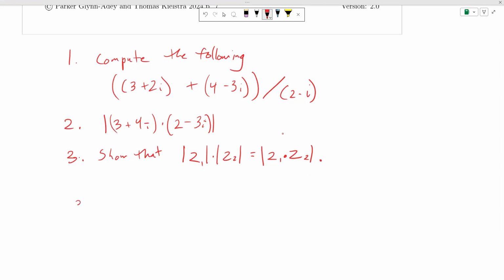Finally, show that 1 divided by the modulus of Z is equal to the modulus of the multiplicative inverse of Z.